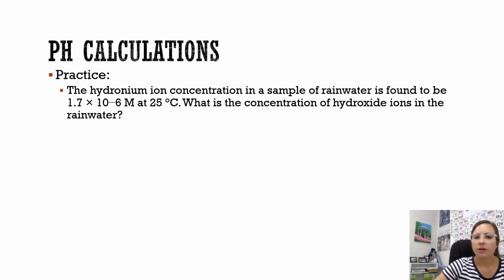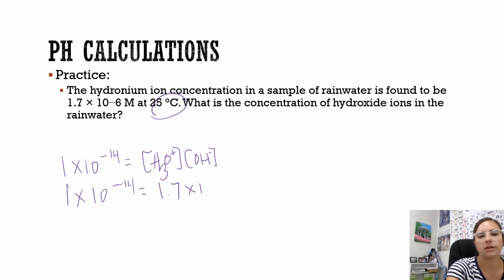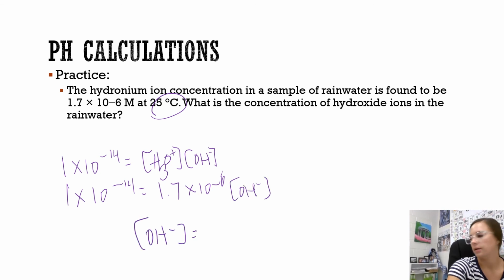The hydronium ion concentration in a sample of rainwater is found to be 1.7 times 10 to the negative 6. How much hydroxide ions are there? Well, we know that Kw at 25 degrees is 1 times 10 to the negative 14, and it equals the concentration of hydronium times hydroxide. So if hydronium is 1.7 times 10 to the negative 6, then the concentration of OH minus is 5.88 times 10 to the negative 9.